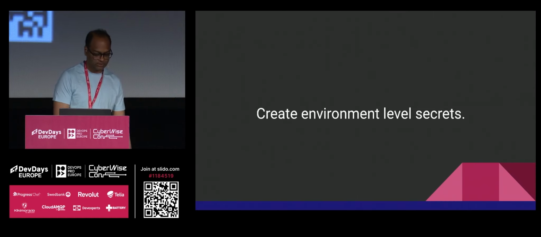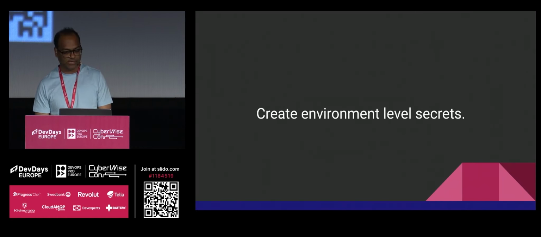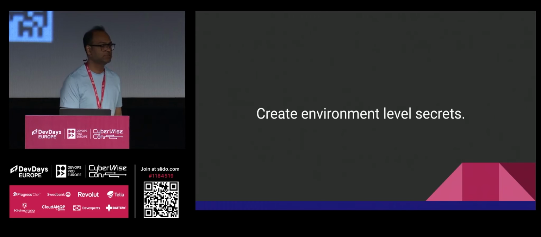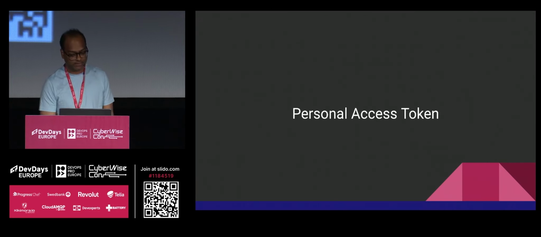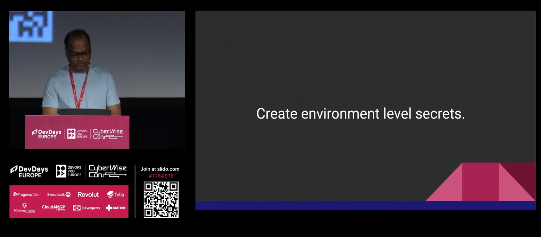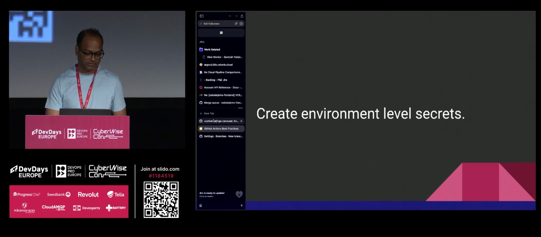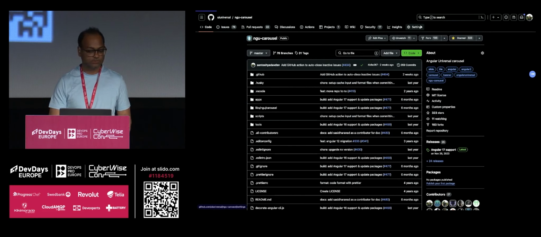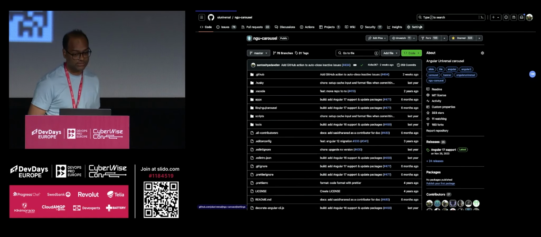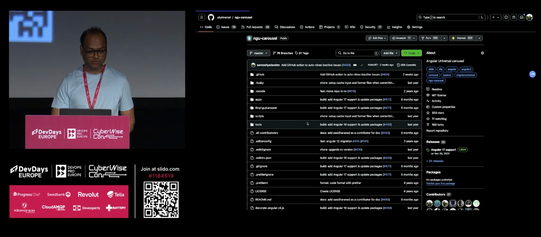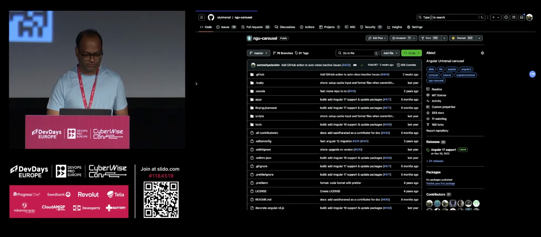But again, when it comes to your secrets, have environment level secrets. So there are fewer chances that your secrets leak. And here, I can show you where you can have that. Okay. So all settings exist here. So you can go to your settings tab, and okay, why is it so slow?